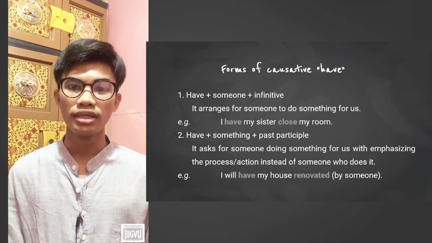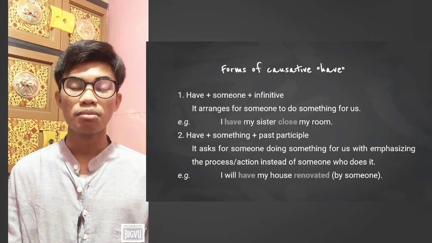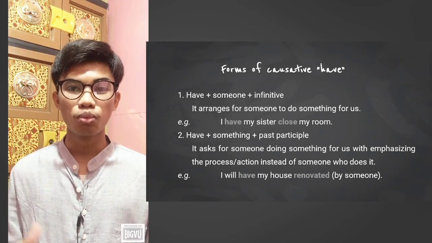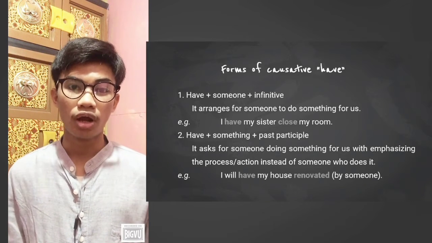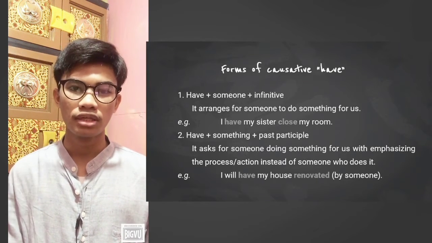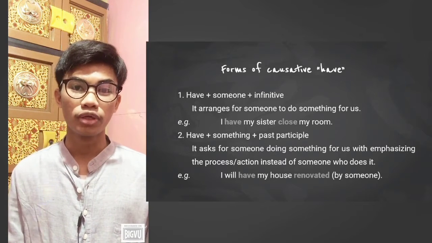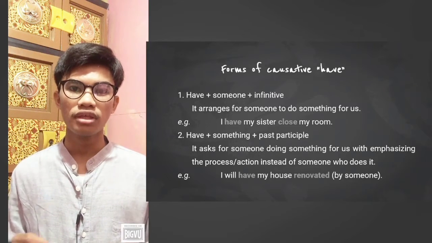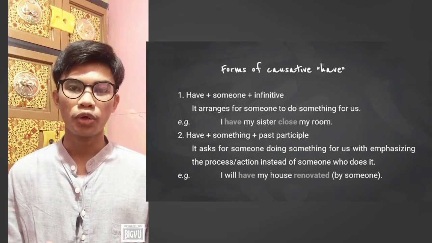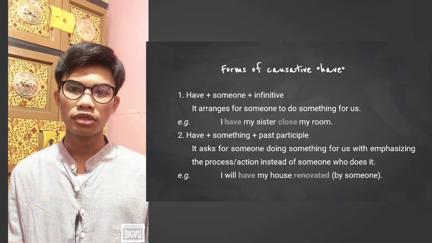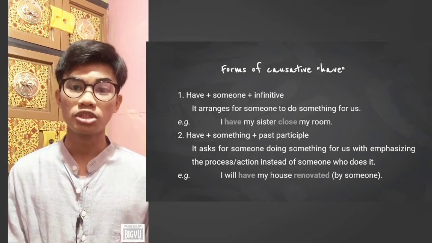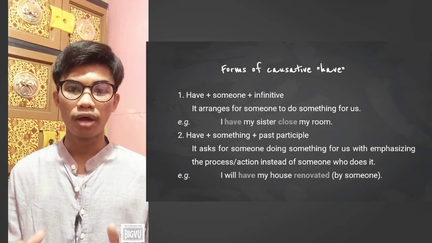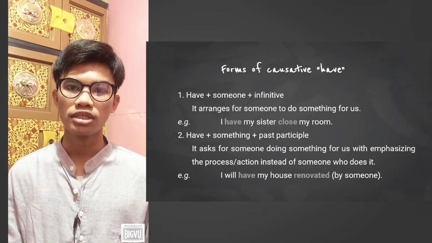The second one is have plus something plus past participle. It means that we ask for someone to do something for us, emphasizing the process or action instead of the person who does it. It is included as the passive form of causative. In this form, we can use by after the verb 3 or past participle. Because it is passive, we can use by or not. We can use both.